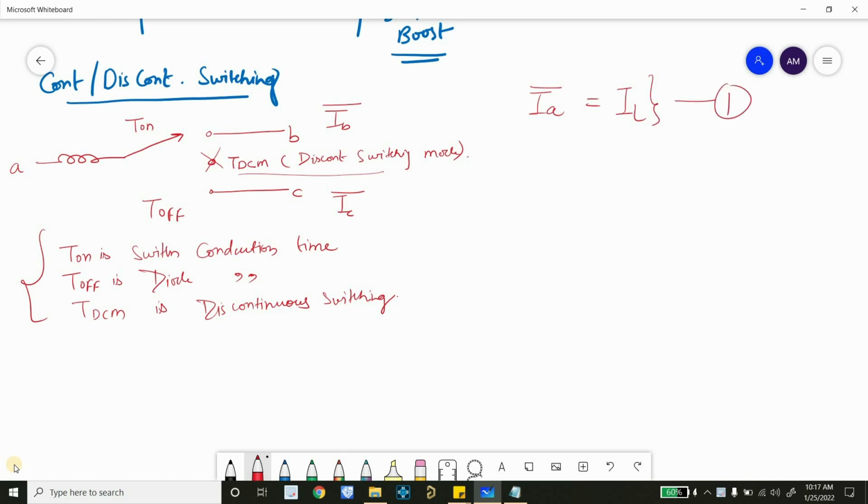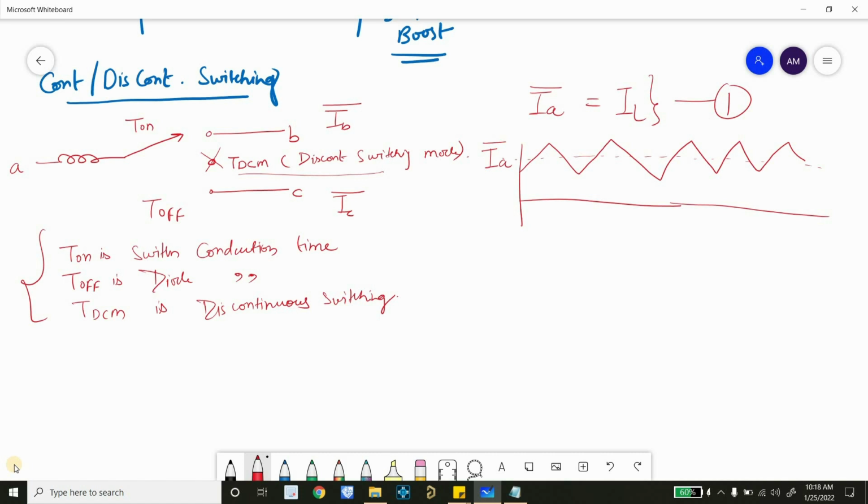This is our first expression. Now, how does this charging and discharging of an inductor look? It will be something like this, right? So this will be the charging and discharging of the inductor. And what will be the amount of current flowing through the inductor? That will be the average of this switching waveform. So this will be I_A average, or I_L.